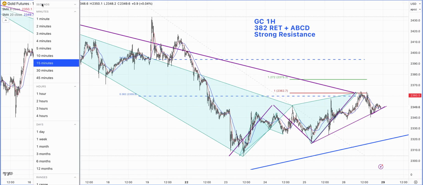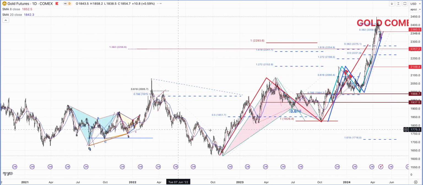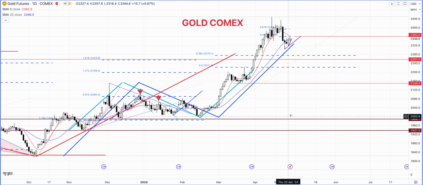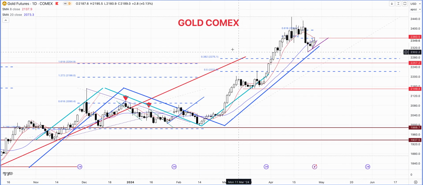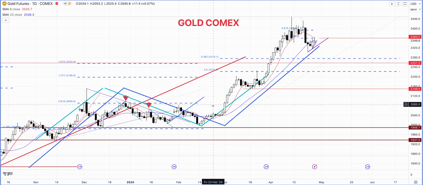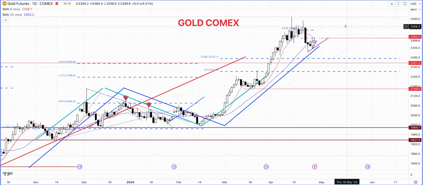So let me actually go back to the daily chart. Here we go. That scenario perhaps may not take place, and the gold might not retrace all the way down to 2275, which is the 38.2% retracement of this entire low to high, and it actually might begin to accelerate higher one more time, maybe test these highs or make another new all-time high.